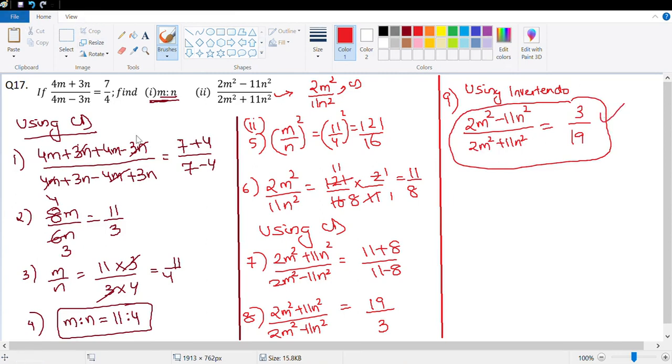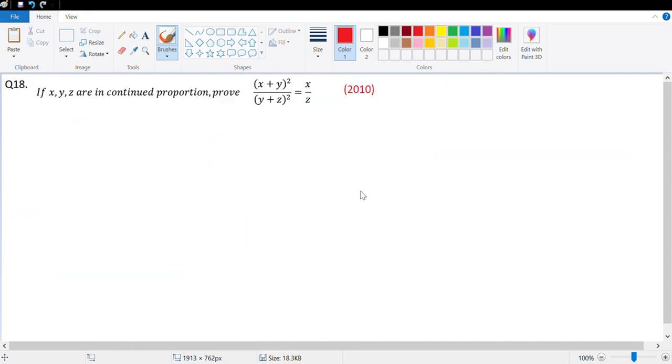The next question that we have is question number 18. Question number 18 says, if x, y, z are in continued proportion, we need to prove that (x plus y) whole square upon (y plus z) whole square is equal to x upon z. This question appeared in your board exam in 2010. So like I have said, usually you would end up doing the continued proportion sums using the K method. That's the usual method that you will use. Let's try if it works here.